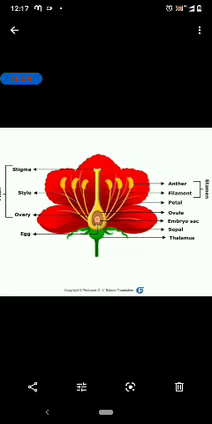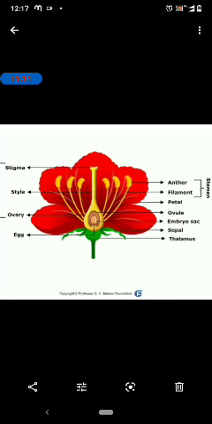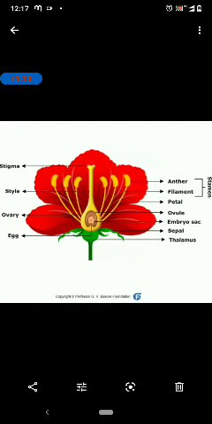Here the caption is given as egg. The egg is in the ovule. In the ovule structure of the flower, the egg will form. That outer covering is called the embryo sac.